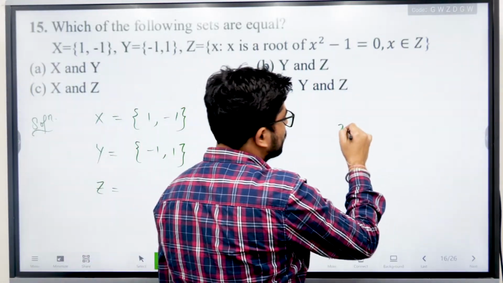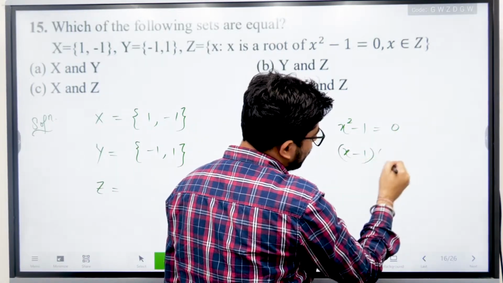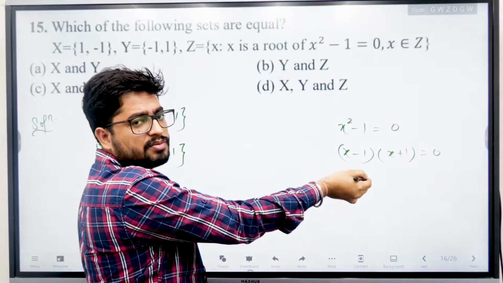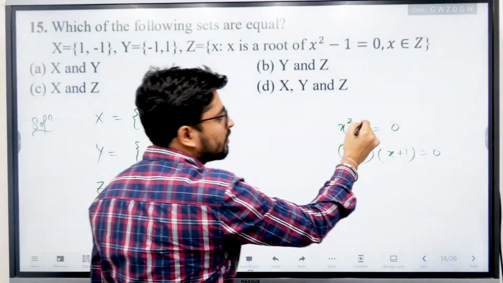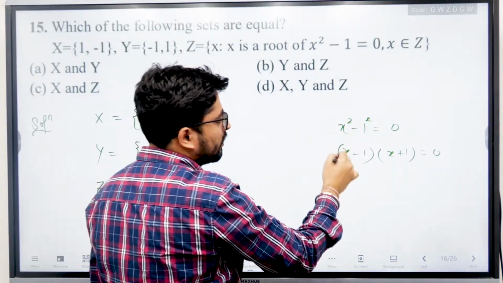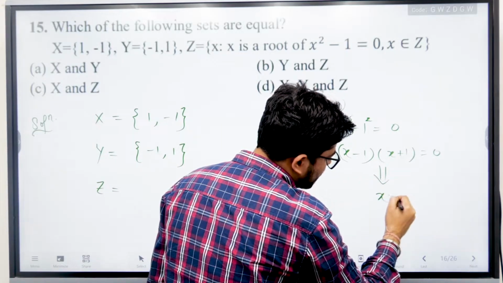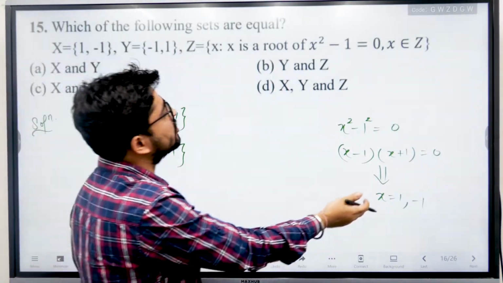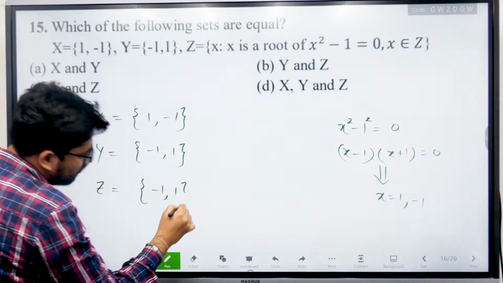So X square minus 1 is equal to 0. It means X minus 1 times X plus 1 is equal to 0, using the property A square minus B square is equal to A minus B into A plus B. You can write 1 as 1 square. So from here you can conclude either X is equal to 1 or minus 1. And 1 and minus 1 both are integers. So Z is minus 1 and 1.